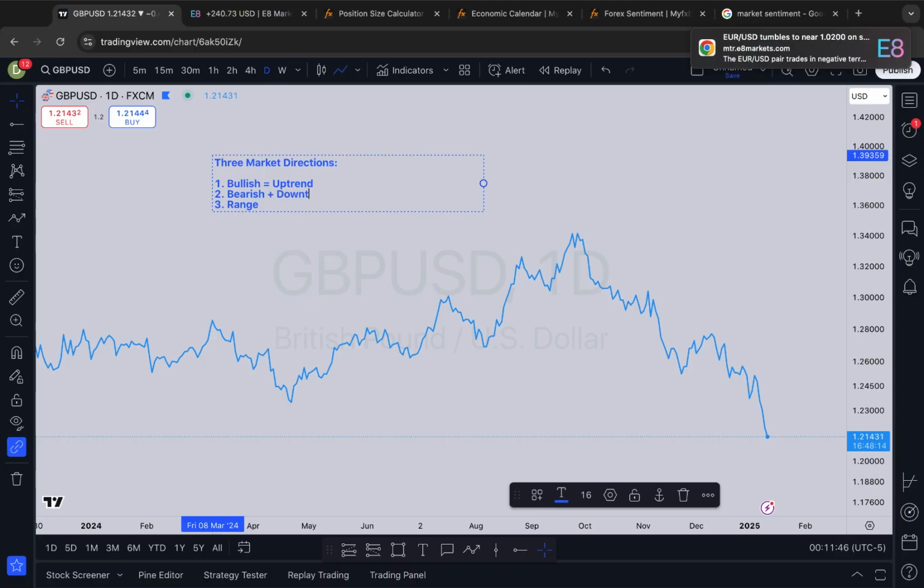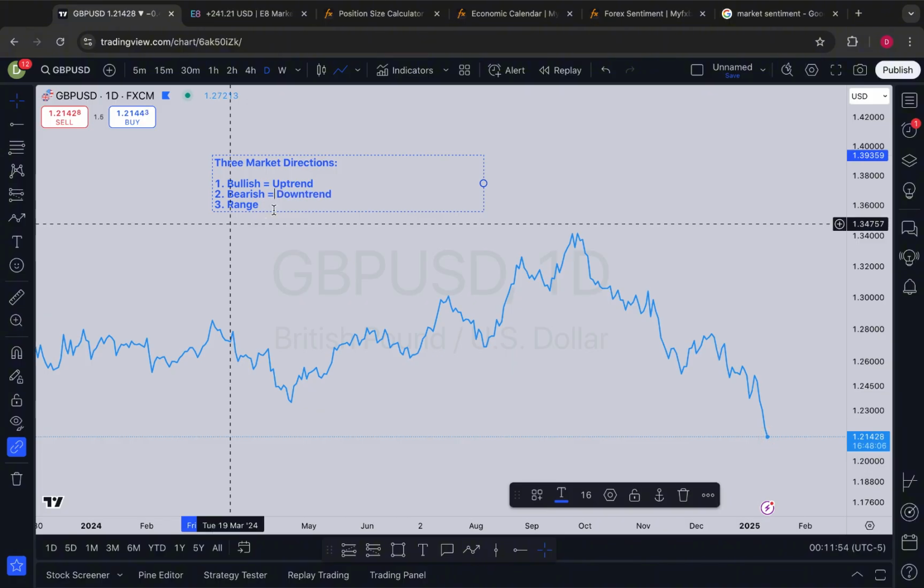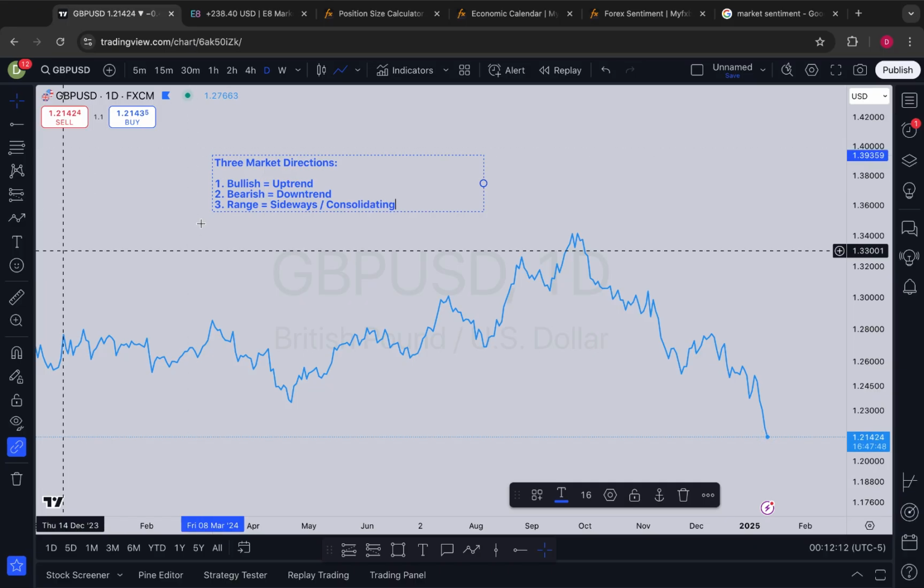This is a downtrend. Whoops. I'm using my mic, it probably sounds crazy. You probably hear me typing this stuff crisply. Sideways, ranging, would be sideways. Also known as consolidating, consolidation. You can say consolidation, you can say consolidating, it doesn't really matter. You can just say sideways. So the market's in a range, I guess.